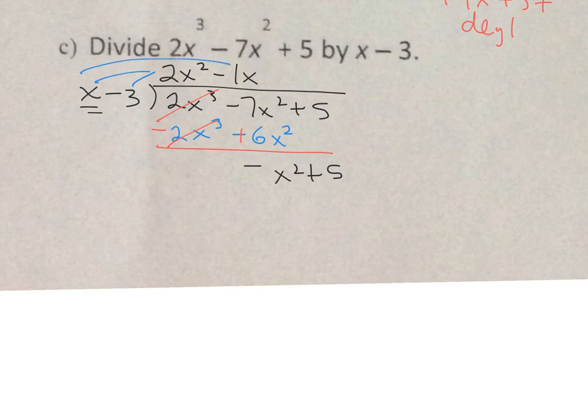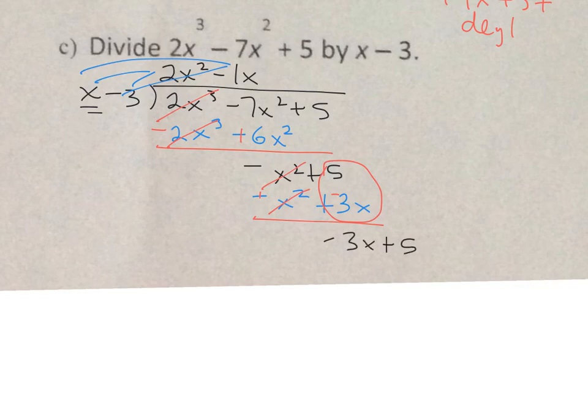Negative 1x times x is negative x squared. Negative 1x times 3 is positive 3x. Draw your line, change the sign. They cancel. These are not like terms right here. So you get negative 3x plus 5.